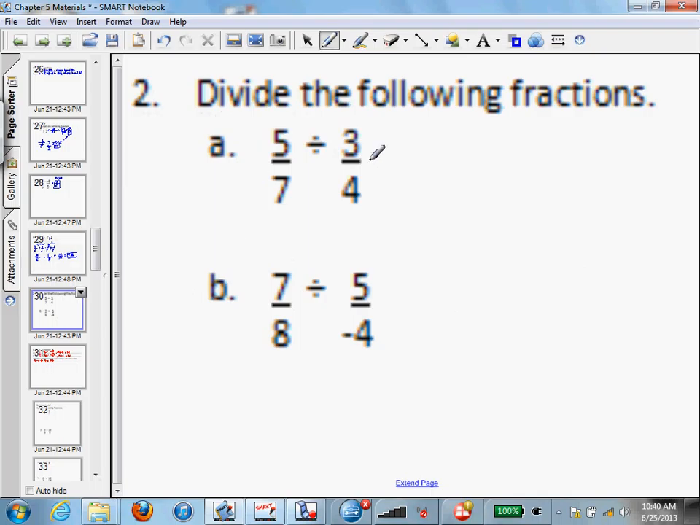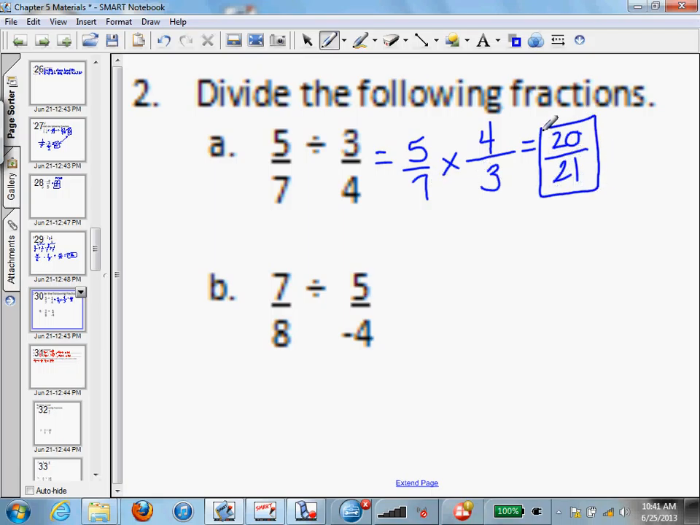Now if we look at dividing, the rules say that we'll keep the first fraction the same, but now we'll multiply by the reciprocal, or the flipped fraction. When we do that, we'll take 3/4 and flip it to have 4 over 3. Then just do our simple multiplication: 5 times 4 is 20 on top, and on the bottom we have 7 times 3, which is 21.